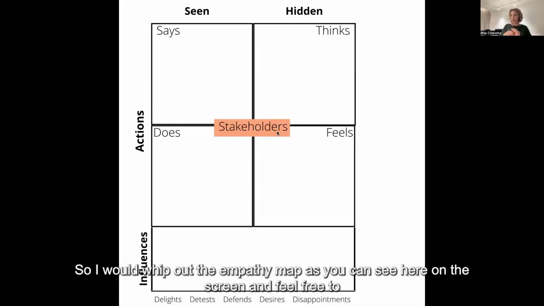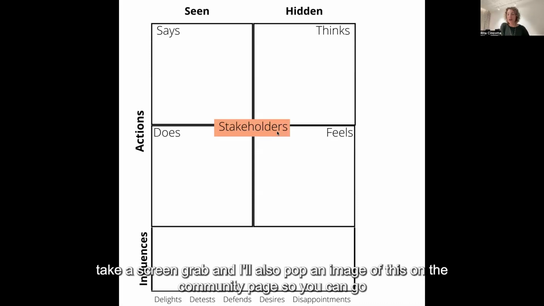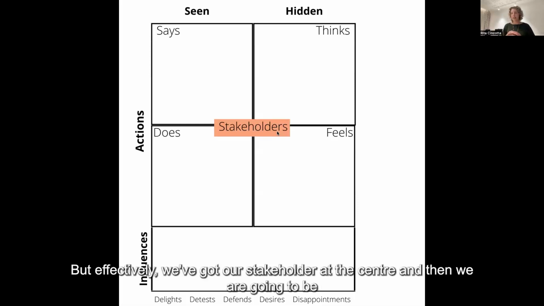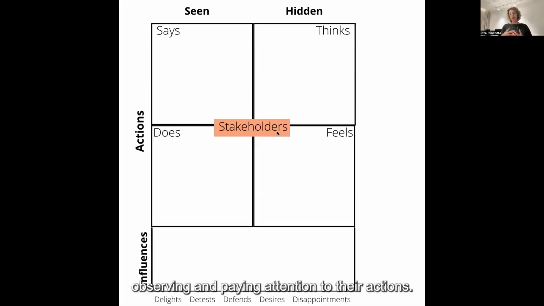So I would whip out the empathy map, as you can see here on the screen, and feel free to take a screen grab, and I'll also pop an image of this on the community page so you can go ahead and download it too. But effectively, we've got our stakeholder at the center, and then we are going to be observing and paying attention to their actions. So what are they seeing? What can we see? So that's in that seeing column, but also then what's hidden.